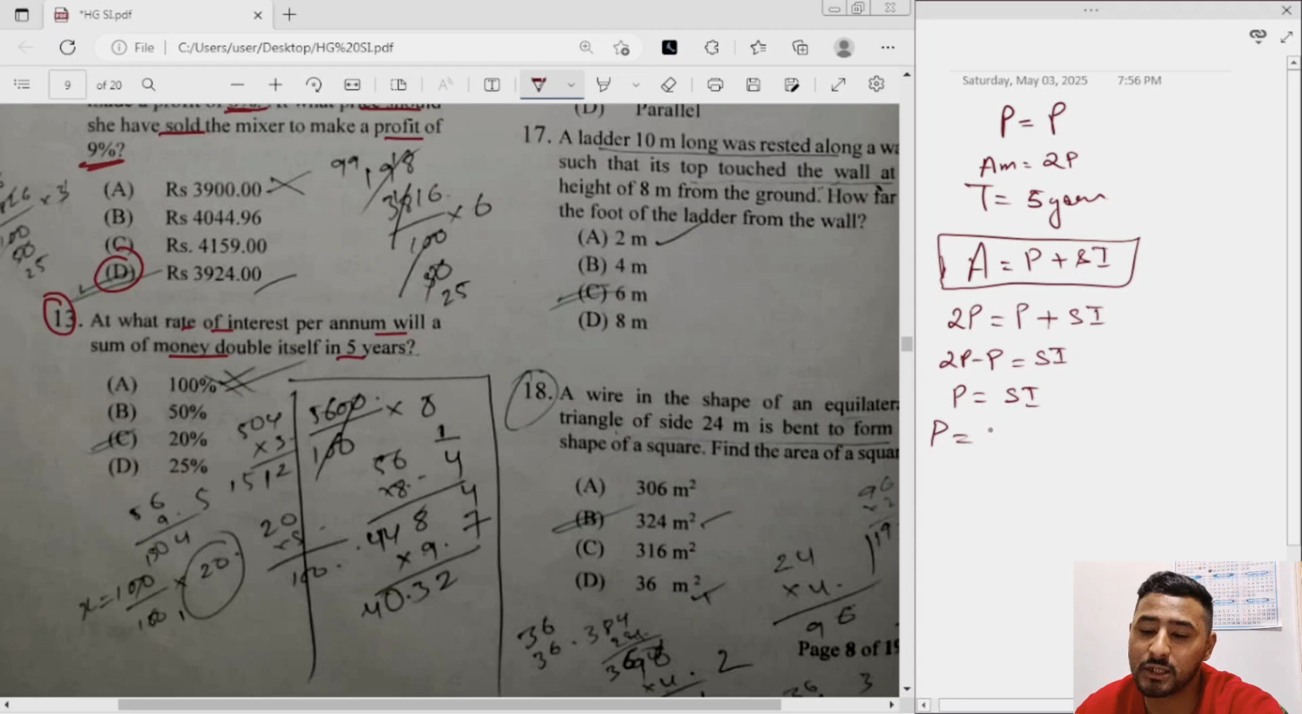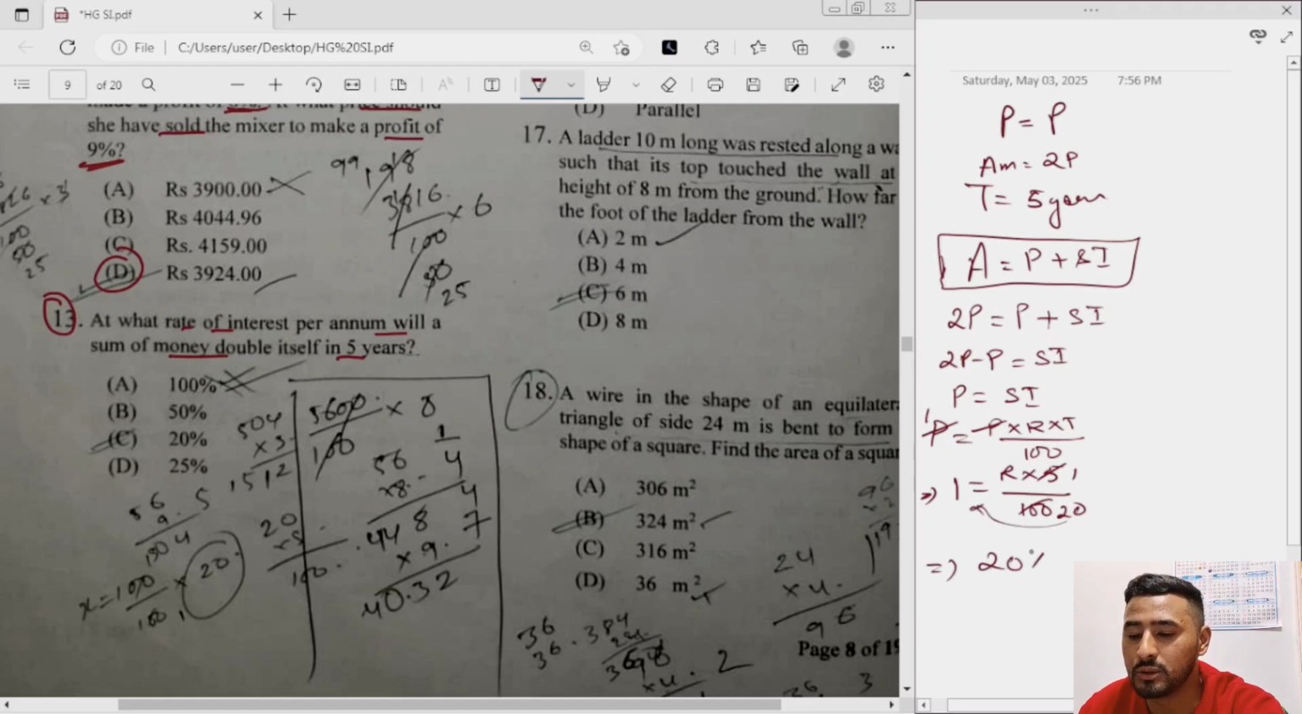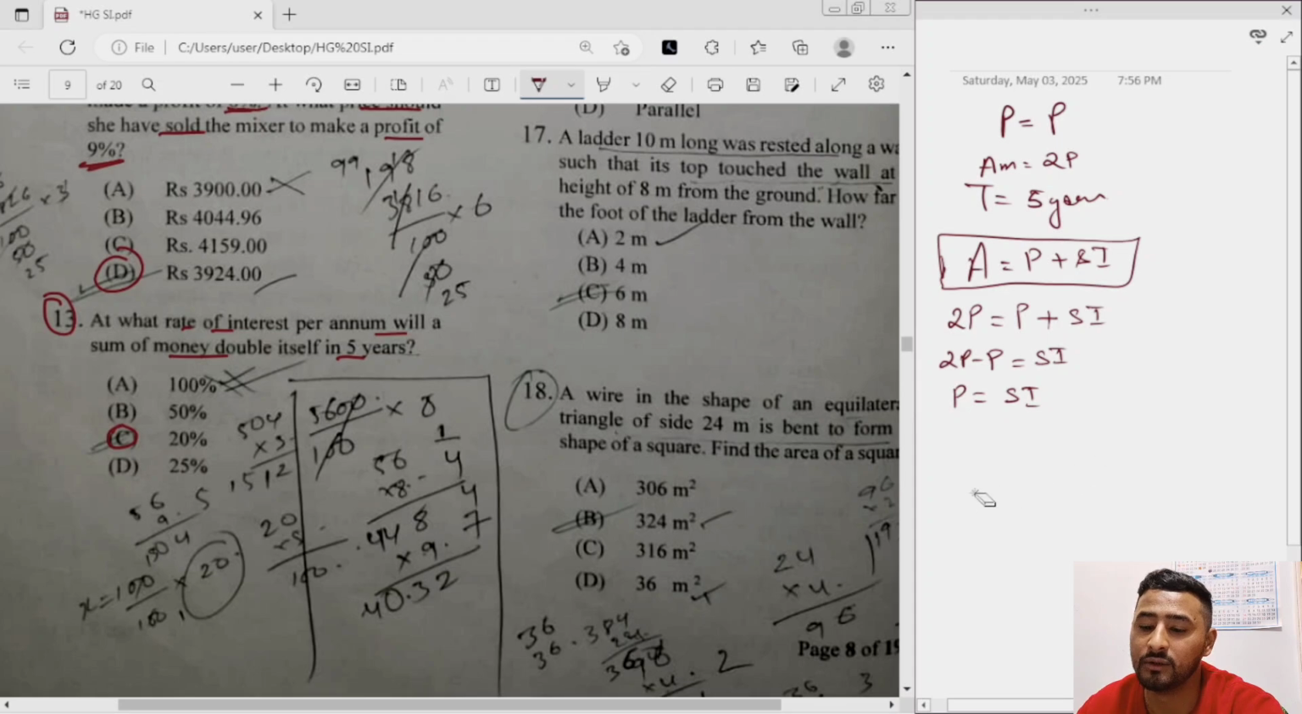Now put the formula of SI in place. Formula of SI is what? P into R into T, divide by 100. See, this P and P get cancelled. P by P is 1, so it will become 1 is equal to our rate we need to find. Time is already given, 5 divided by 100. You cancel 5, 1, 5, 20. Now multiply to the other side. 20 into 1 is 20. So we will get 20% as rate of interest. Okay. So option number C will be the correct answer. You should remember the formula. Let's go to the next question.